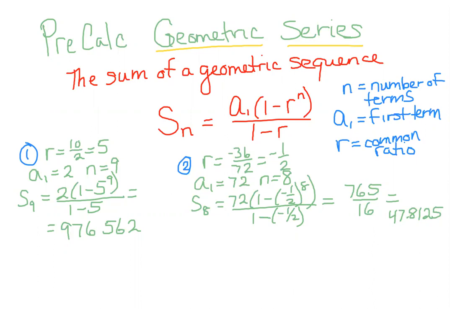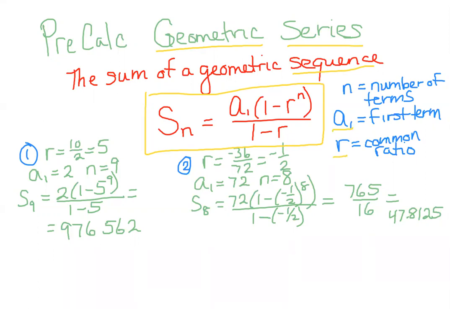So, geometric series is just defined as the sum of a geometric sequence. And remember, a geometric sequence is something that has a common ratio where you're multiplying or dividing by something to get the next term. So the equation for a geometric series is Sn equals a1 times (1 minus r to the n) over (1 minus r), where n equals the number of terms, a1 is the first term, and r is the common ratio.